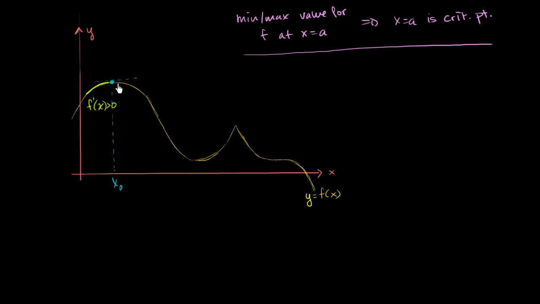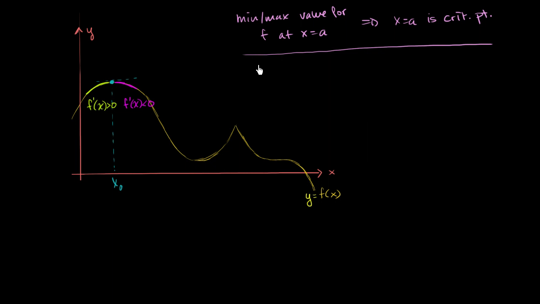Right at that point, the slope is 0. But then as we pass that point, what has to happen in order for that to be a maximum point? Well, the value of the function has to go down. If the value of the function is going down, that means the slope is negative. And that's another way of saying that the derivative is negative. So that seems like a pretty good criteria for identifying whether a critical point is a maximum point.